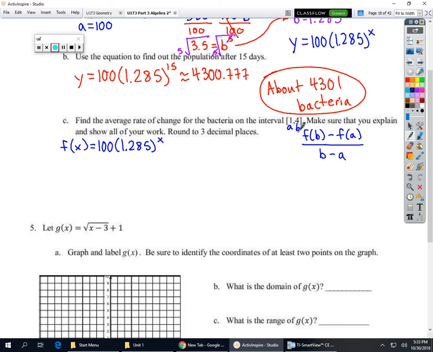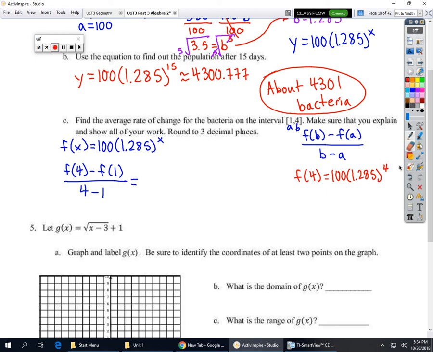All right, let's do this then. The average rate of change is f of b. B is 4 minus f of 1, because that's a, divided by 4 minus 1. Now we need to actually find f of 4 and f of 1. To do that, I'm just going to write it off to the side somewhere. f of 4 means I put in 4 into my equation instead of x. 100, 1.285 to the 4.